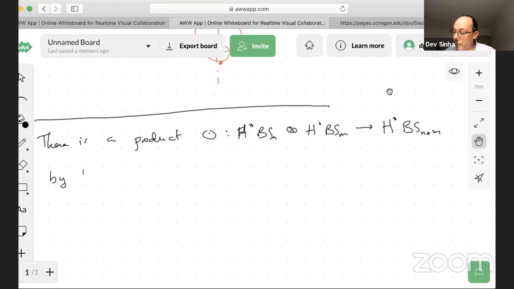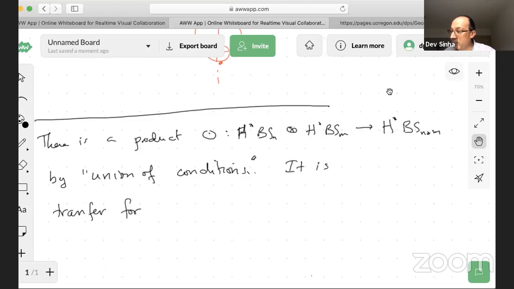So by union of conditions, it agrees with the transfer for the map from BSN cross BSM to BSN plus M. That ends up being a covering map if you use the right model. Now, again, we'll start nailing down some of these details next time.